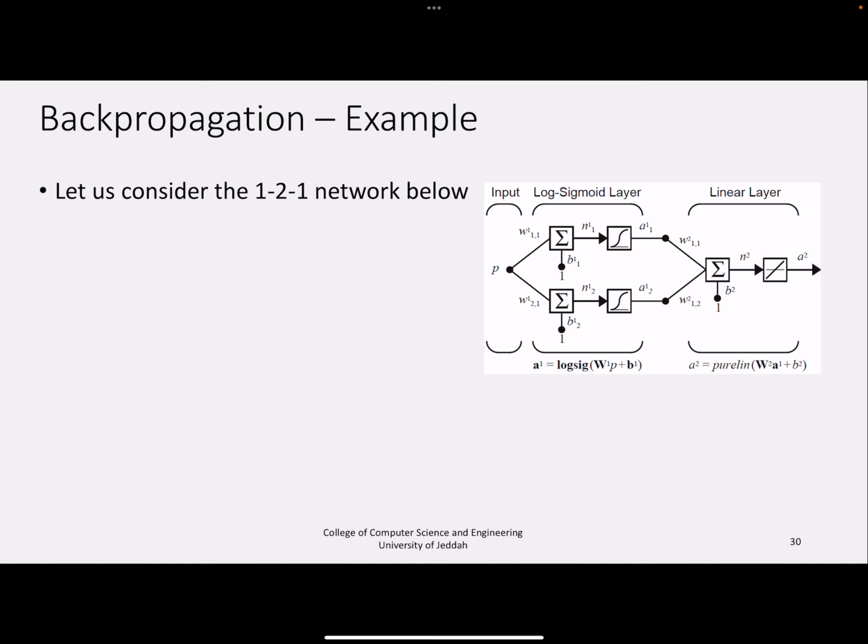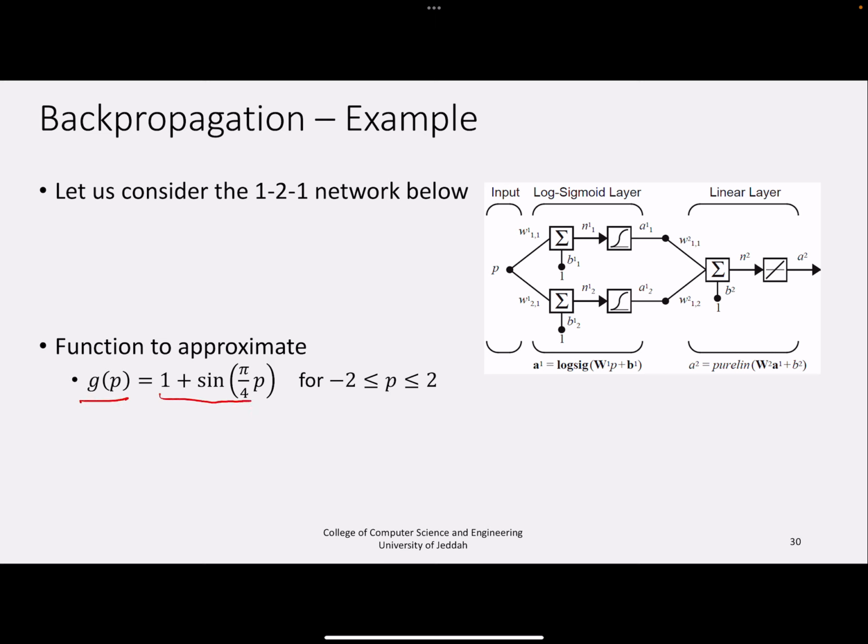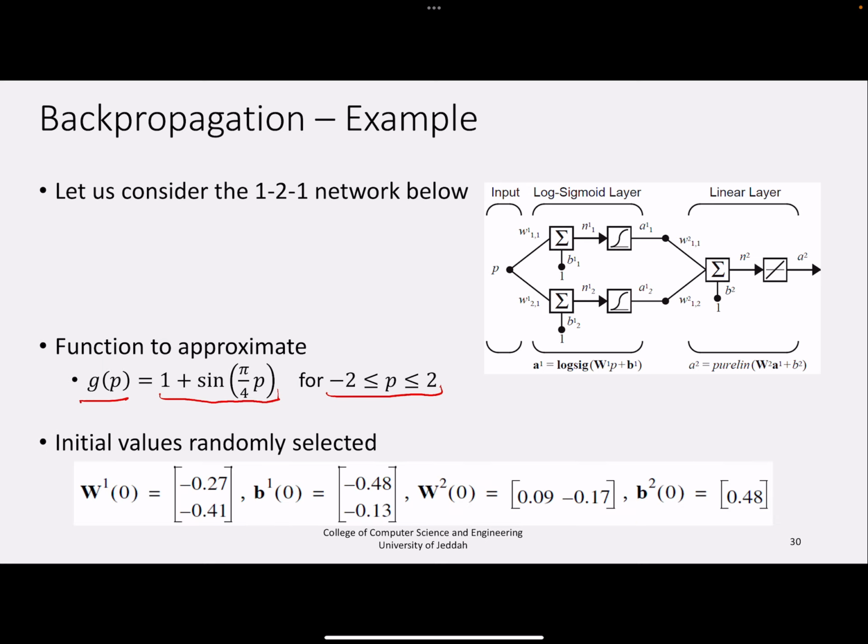So if you go back to, for a partial example, I should say, if you go back to the 1-to-1 network that we had, let's say we want to approximate this function g, 1 plus sine of p pi by 4. And we want to approximate that for a range of input values between -2 and 2. And since we have nothing better to start with, we'll initialize the weights and biases of this 1-to-1 network randomly.